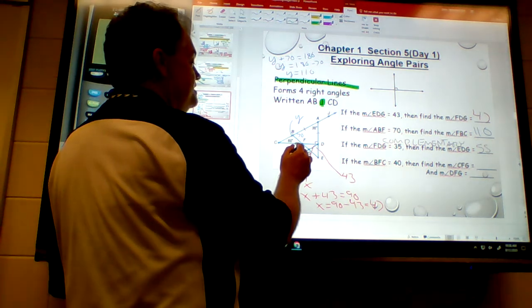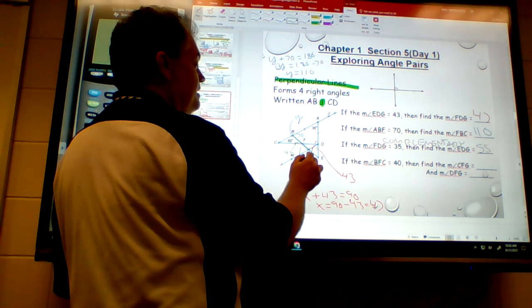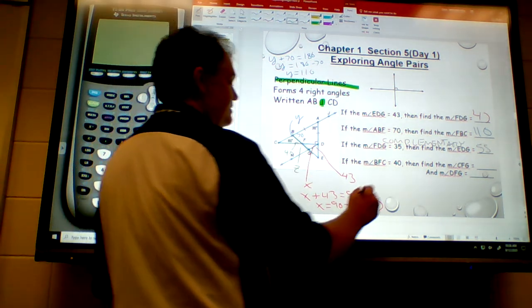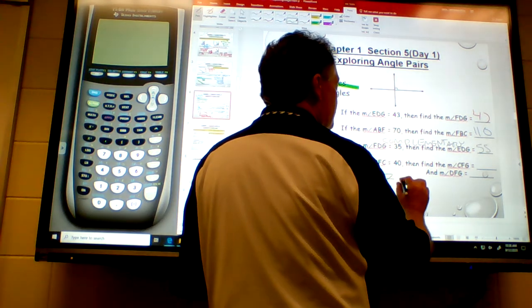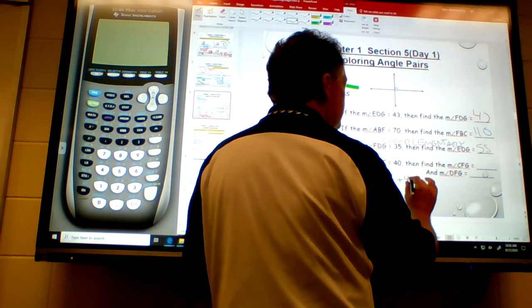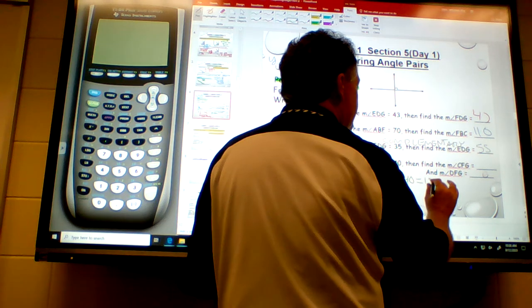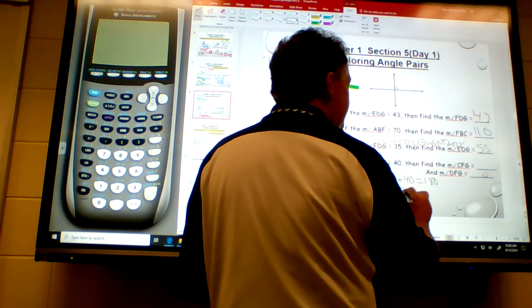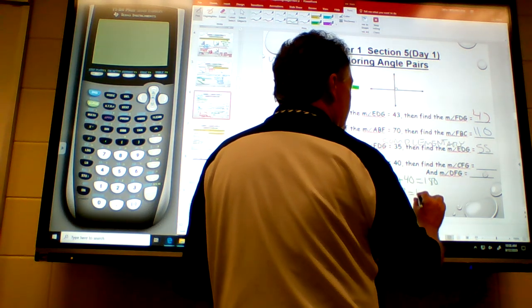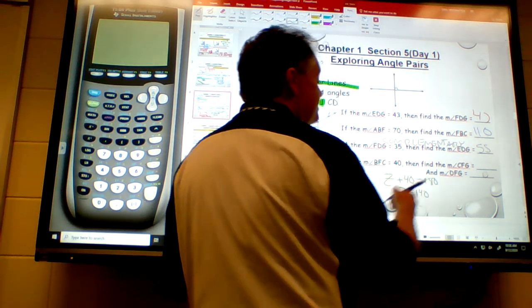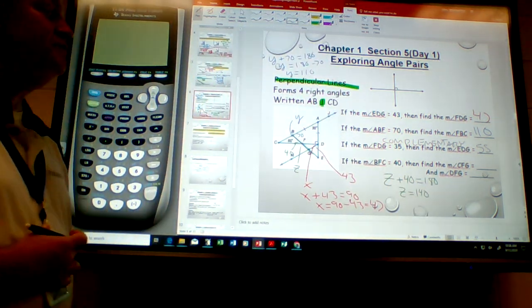So this angle right here, because they form a line right there, that means they're supplementary. So that means that Z plus 40 equals 180. So when we subtract, we get Z equals 140 degrees. You get that by subtracting 180 minus 40.